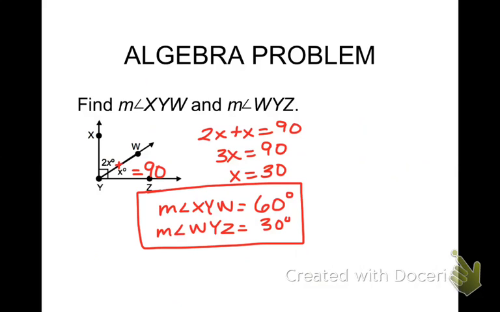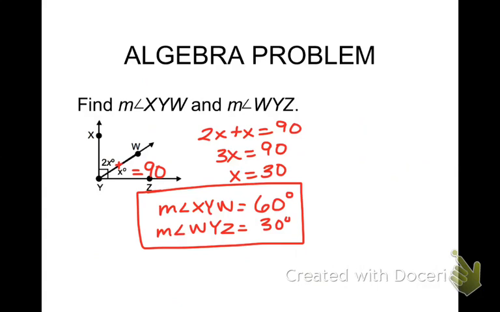Okay, so you need to decide, are the angles supplementary or are the angles complementary? If they're supplementary, we're going to add them up and equal them to 180. If they're complementary, we're going to add them up and equal them to 90. So far, so good?